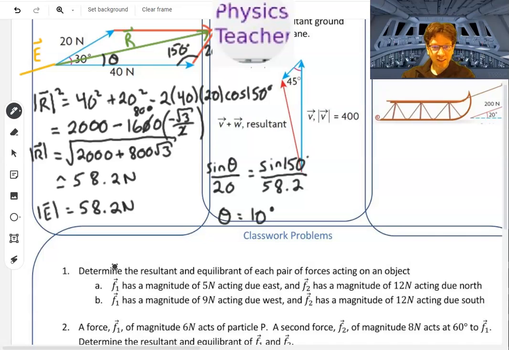And then similarly, you can calculate where the equilibrium is, because this whole thing would be 180 degrees. So if this is 20 and this is 10, you can say the equilibrium would be 160 degrees from your 20 Newton vector and 170 degrees from your 40 Newton vector. I just ran out of space, so I'm not going to write that.